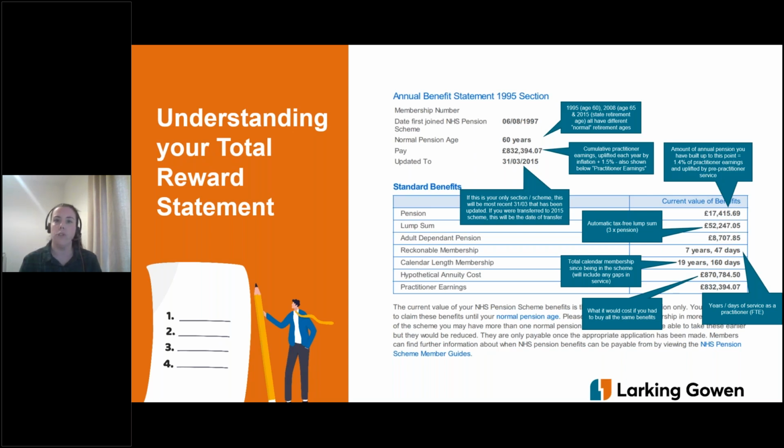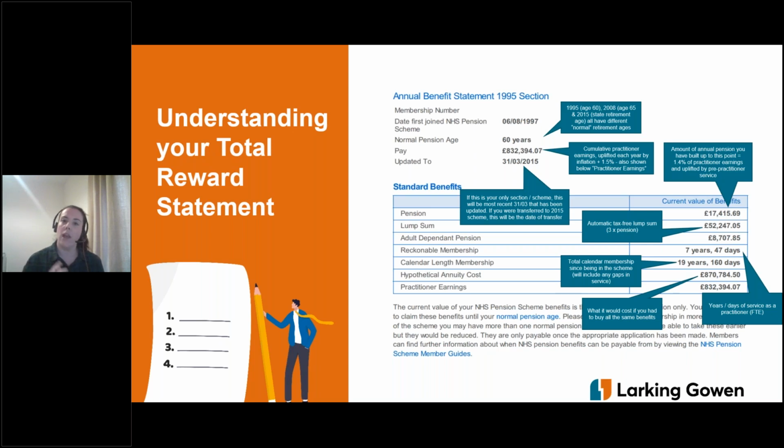So the very top, it tells you whether it's the 95 section, the 2008 section, the 2015 section. It will have your membership number on there. It will have the date you first joined the scheme, so make sure that that's in line with your record. So this will be right, way back when. It will tell you the normal pension age. So this is the 95 section: age 60; 2008, 65; 2015, 67 probably.